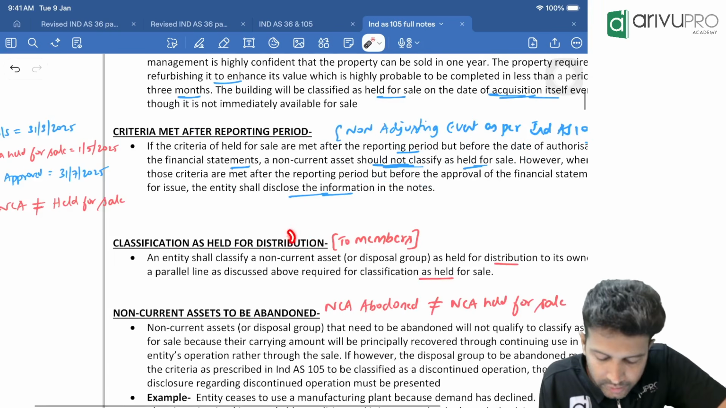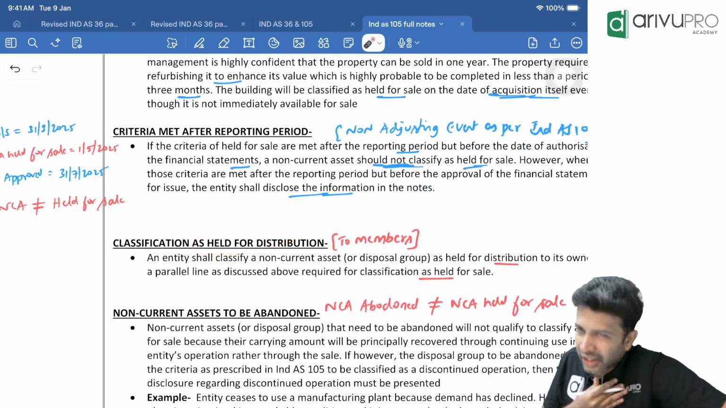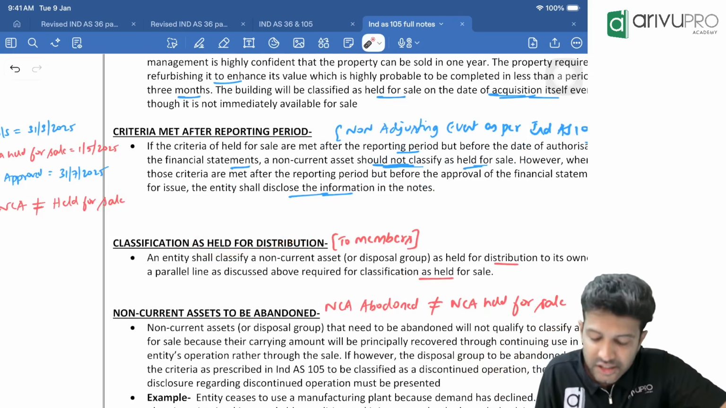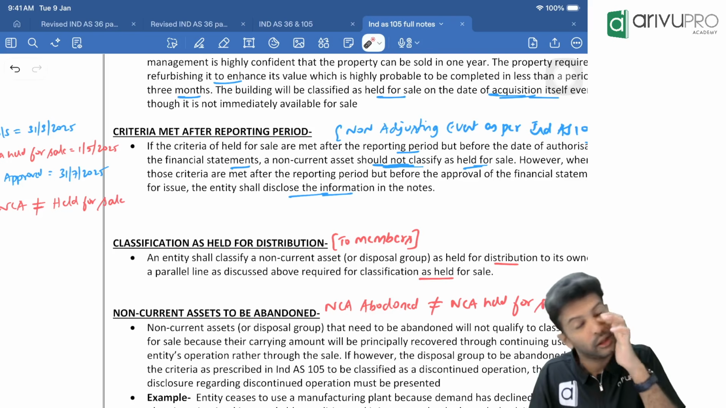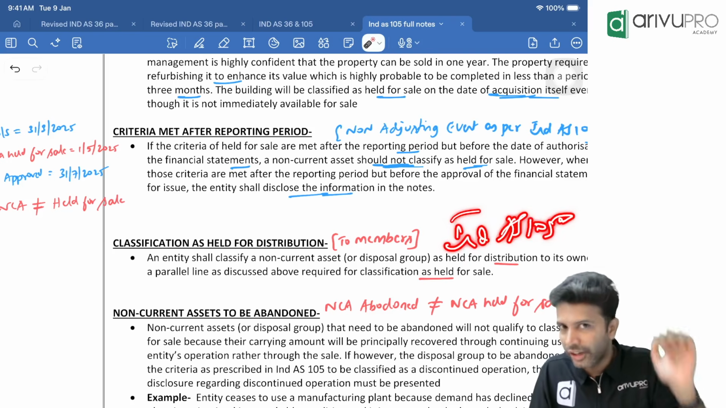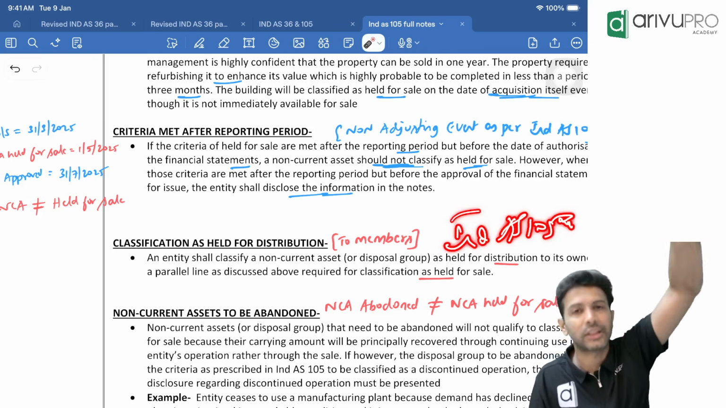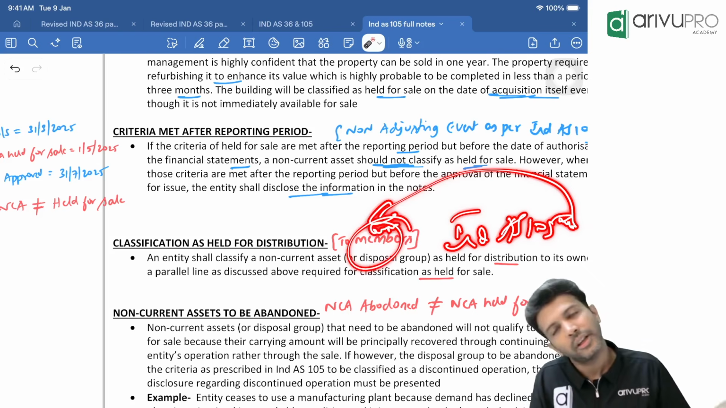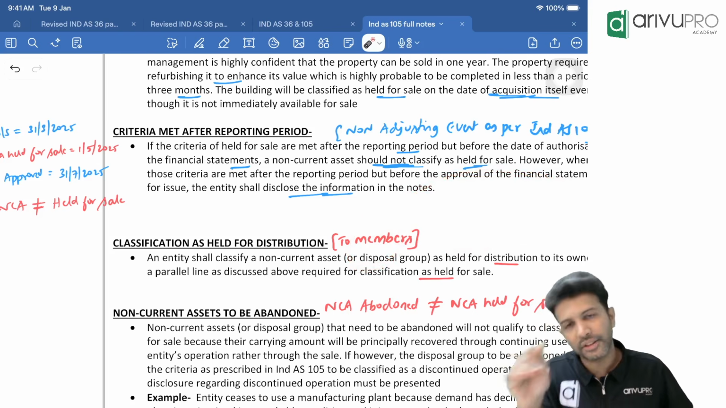Okay. Non-current assets held for distribution. Sir, instead of selling the asset, if you are planning to distribute the asset to your members or shareholders, that will also attract Ind AS 105's provision. You need not really sell the asset to a third party. If you plan to distribute that asset to your members, then also Ind AS 105's same provisions will hold good.